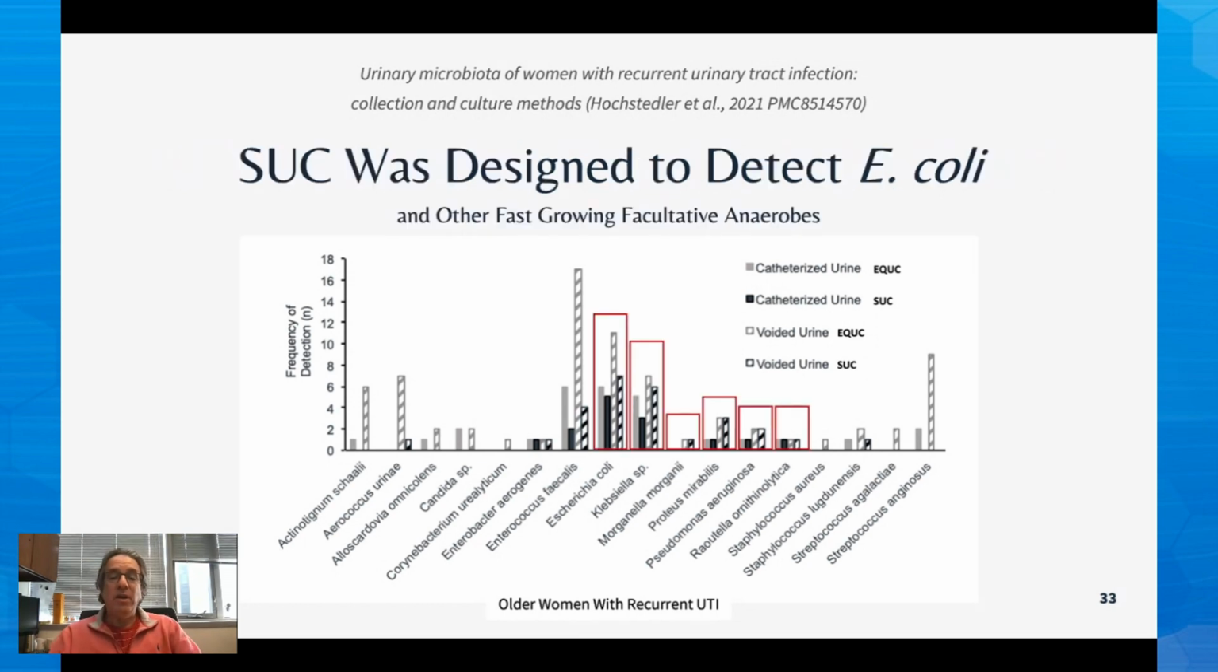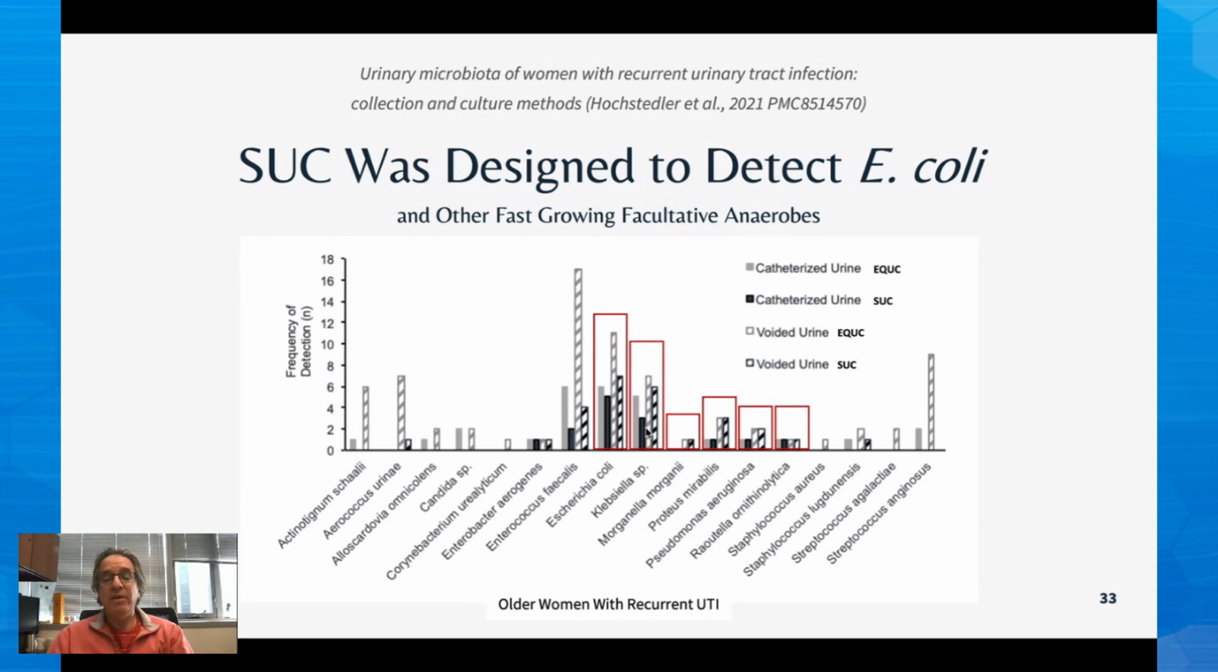Let me show you some. I'm going to highlight these typical uropathogens: E. coli, Klebsiella, Proteus, Pseudomonas, and relatives. And what you'll notice is that SUC does a pretty good job of detecting E. coli, Klebsiella. So here, what we're talking about, here's catheterized urine, SUC, here's EQUC. Not much difference.